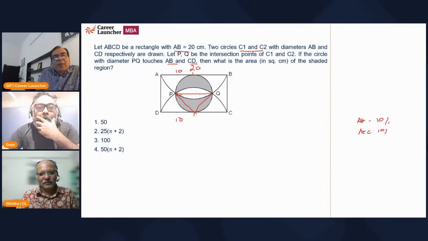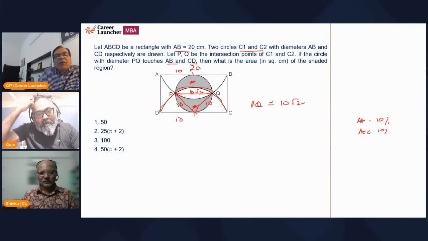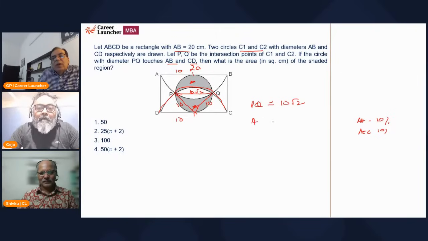This is an angle in a semicircle, so this is 90 degree. So if this is 10, because the radius of this particular arc is 10, this will also be 10, PQ is 10 root 2. So if PQ is 10 root 2, we need to find the area of the shaded region, which has to be lesser than the area of the circle. So the area of the circle will be pi into 5 root 2 square, which is equal to 50 pi. Okay. So my answer has to be less than 50 pi.